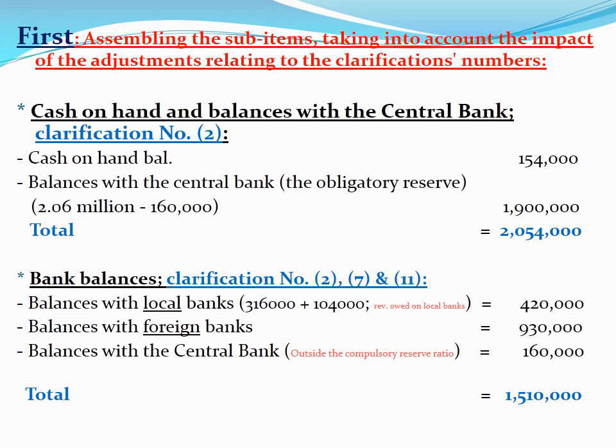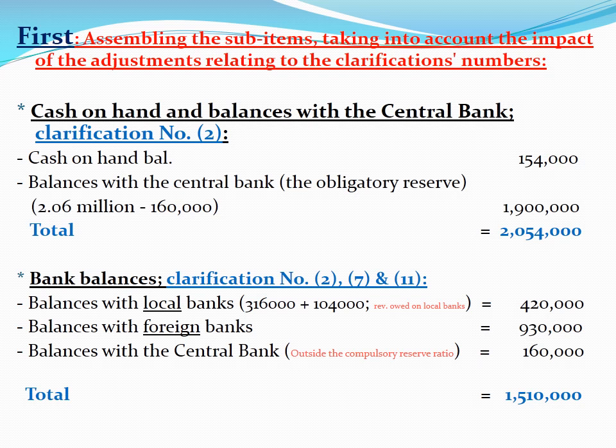But there is 160,000, as he told me, out of the obligatory reserve. So deducting the 160 means that the reserve with the central bank is 1,900,000 to be added to 154,000 cash on hand. So total cash on hand and the cash in the central bank 2,054,000. What about the 160,000 that we deducted from the balance on the central bank? We have to add it to the bank balances, as you will see in the next clarification.